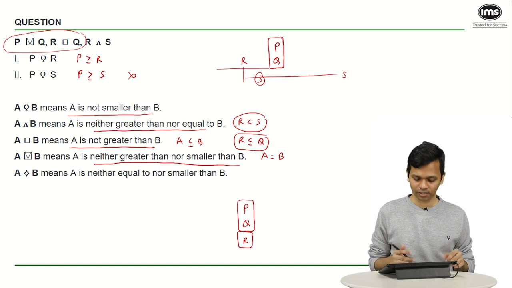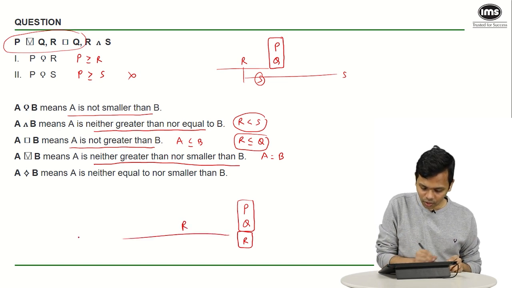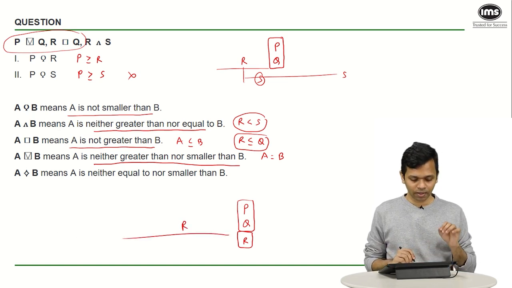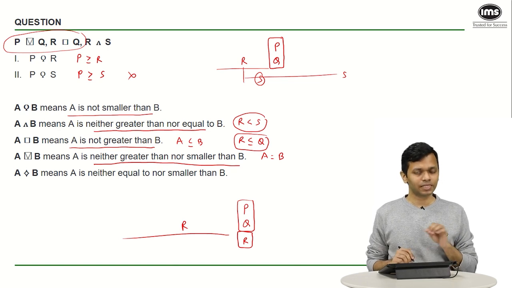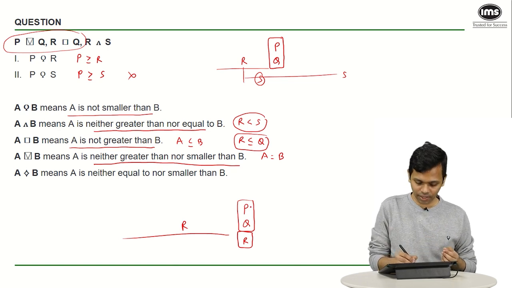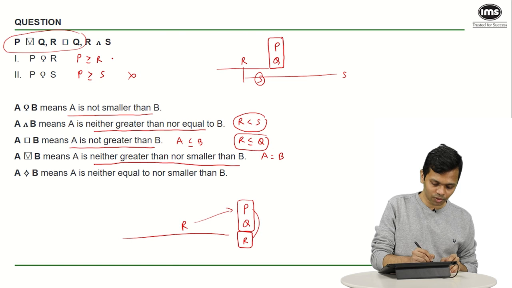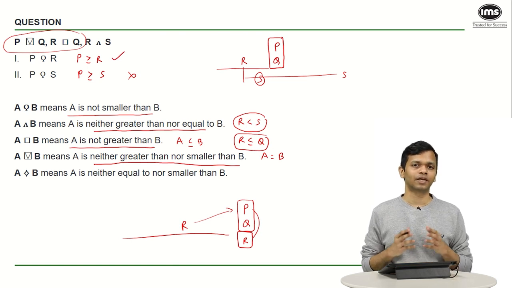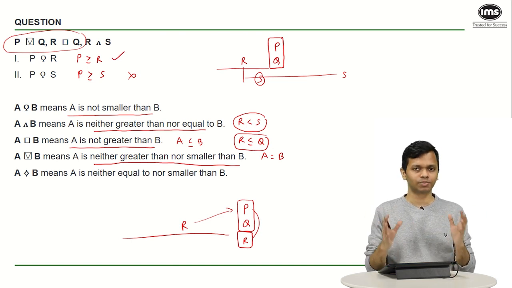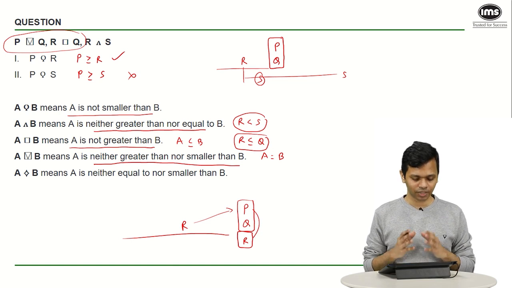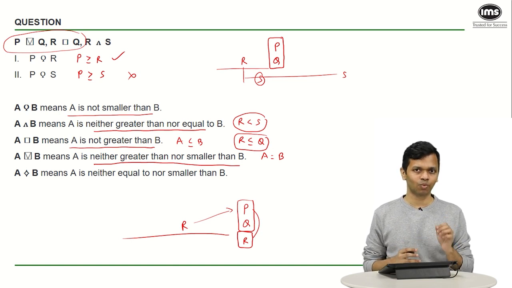So P, Q, R are exactly the same, or R is somewhere on this side, okay? Can I definitely then say that P is greater than or equal to R? It can be equal, for example, like this, or it is greater, the way it appears like this. So P greater than or equal to R is a conclusion that can be created from this particular situation given to you. So that is why your answer is going to be option 1.